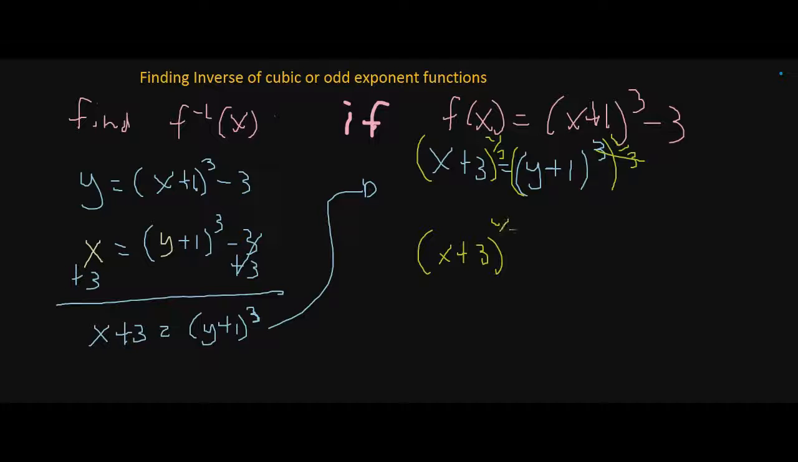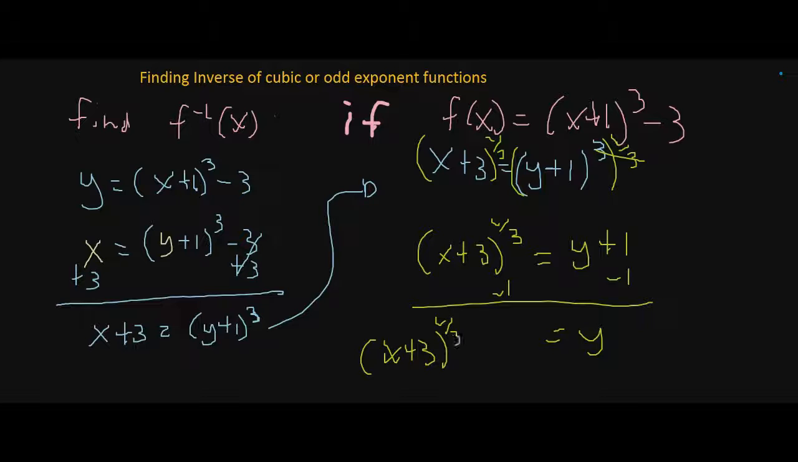This is (x plus 3) raised to the 1/3 is equal to y plus 1. Now we just subtract 1 from both sides, and we get y is equal to (x plus 3) raised to the 1/3 minus 1. And that's it. We are done.